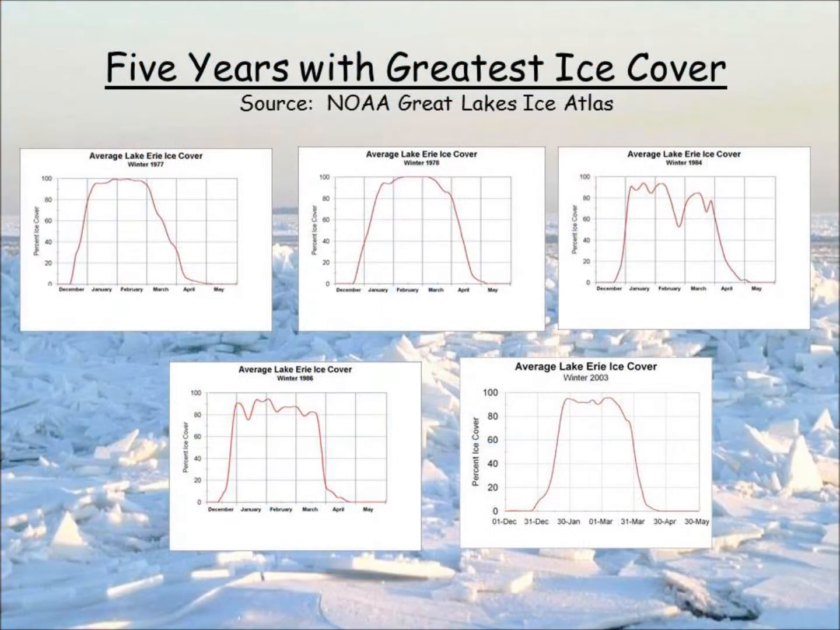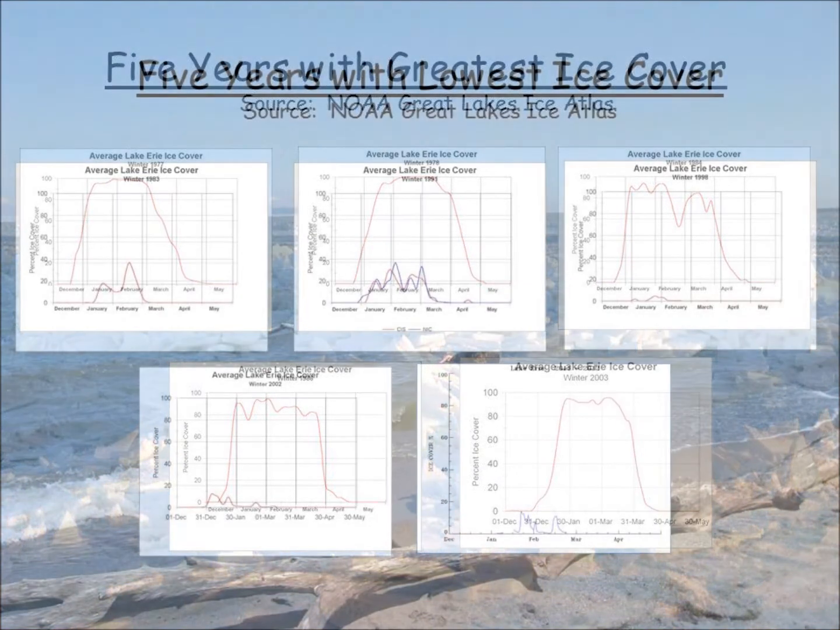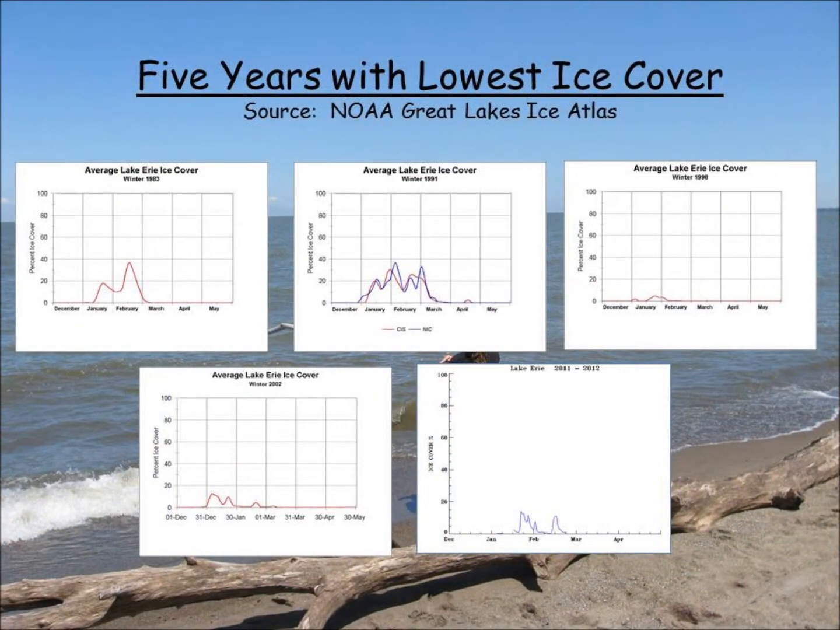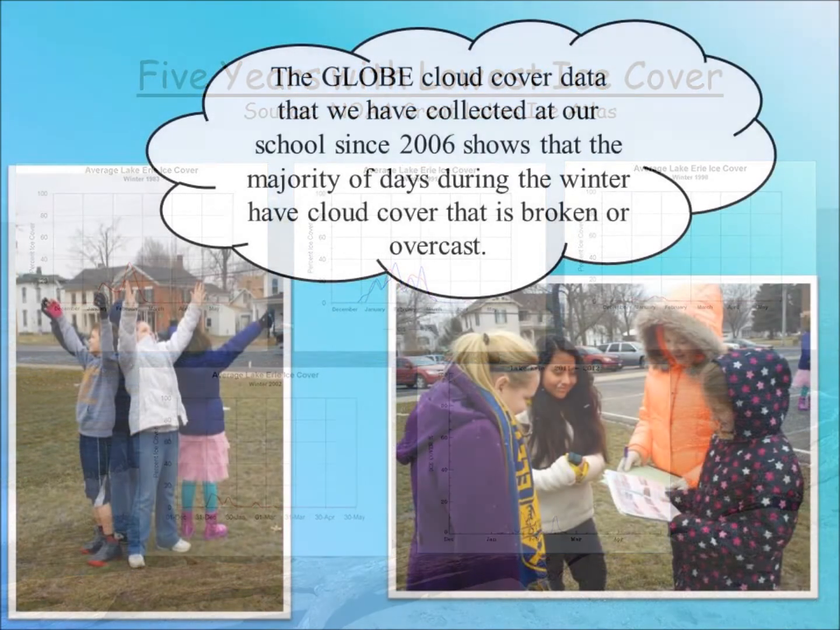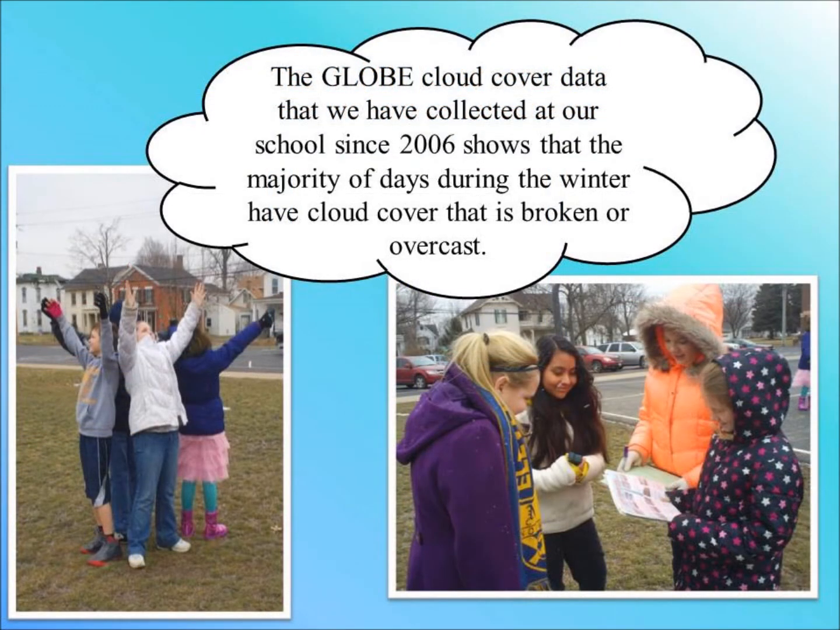We were given some help by Dr. Fortner from Ohio State University in finding Lake Erie ice cover data. We found the 5 years with the greatest ice cover and the 5 years with the smallest amount of ice cover. We compared it with the snowfall and precipitation for those years to see if Lake Erie ice cover affects our winter snowfall. We compare our GLOBE cloud data with the climate data and ice cover.